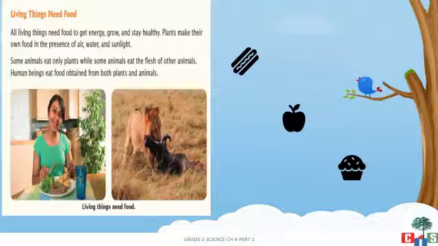Human beings eat food obtained from both plants and animals. So human beings eat both plants as well as animals. It is interesting that we need food, and plants make their own food. Animals are dependent on plants and other animals for their food.